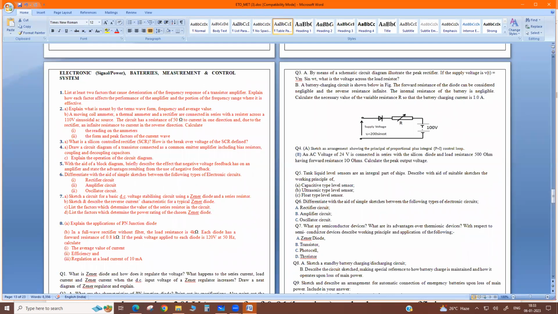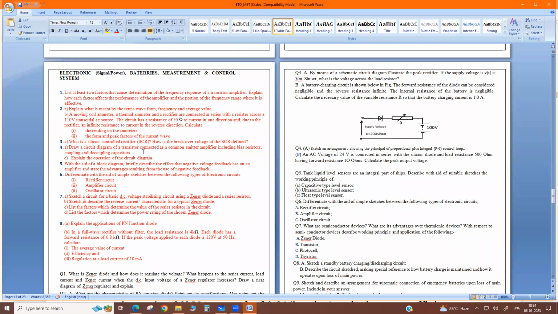List the two factors that cause the distortion of the frequency response of a transistor. You are talking about this, no? Explain how each factor affects the performance of the amplifier and the portion of the frequency range that will be affected. Explain what is meant by the terms waveform, frequency and average value. It is okay, this question we have carried out.